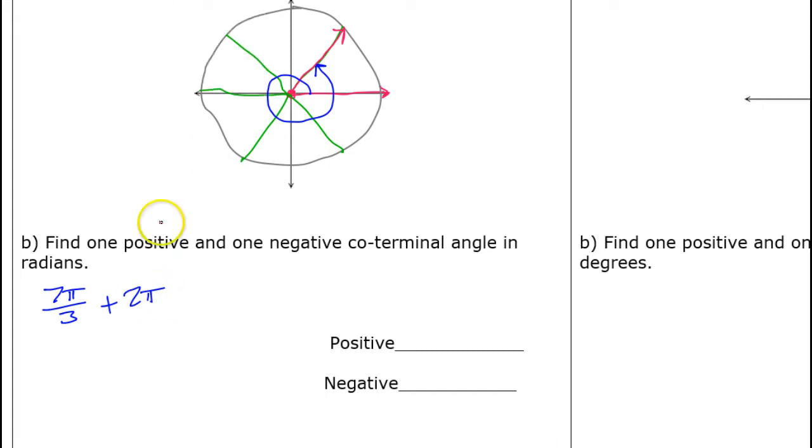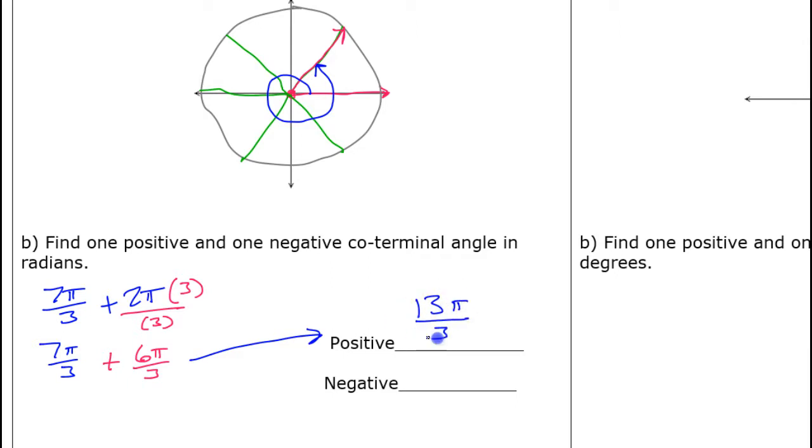Well, a little simple math. To get like denominators, I would have to multiply by 3 over 3. That's really going to give me 6 pi over 3, which is the same thing as 2 pi. So if I take my 7 pi over 3 and add the equivalent of 2 pi, going all the way around the circle, that's going to be 13 pi over 3. So that gives me a positive coterminal angle, 13 pi over 3. Keep in the back of your mind that 2 pi is equal to 6 pi over 3, because I'm going to use that fact again.